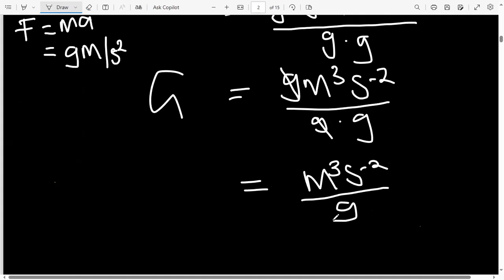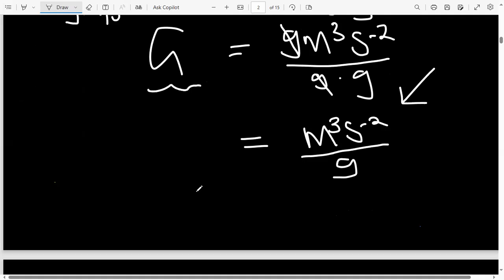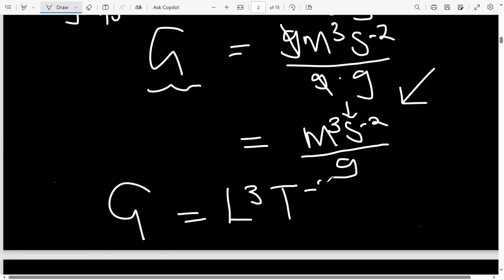Okay, so here now we can substitute with their dimensions to find the dimension of this G here. So the dimensions of G are equal to, this m there represents the distance, so we replace it with its dimension, which is L to the power 3. What is the dimension of s? S is time, so we replace it with T to the power minus 2, and then divided by, what is the dimension of g? This is mass.